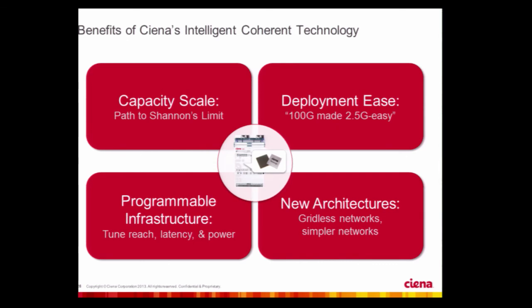It provides you with a programmable infrastructure, so you can actually tune the reach, like you can go from QPSK to 16 QAM. And you can also tune latency and power, because if you can reduce your FEC, that reduces your latency as well, and that changes your power consumption also. And further, it allows you to build gridless networks, because now you have a local oscillator in your receiver, and you can tune to the particular signal that you would like to detect at the receive side.